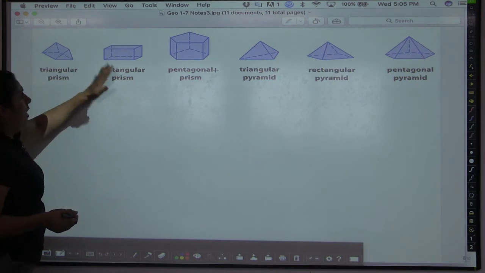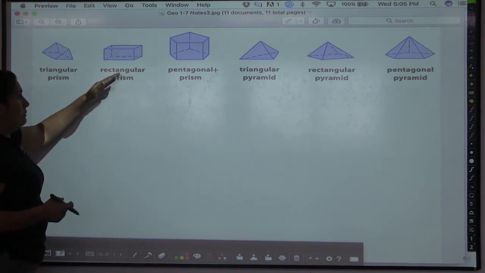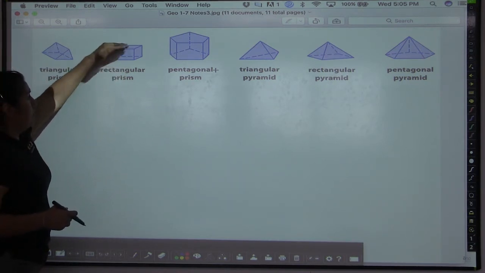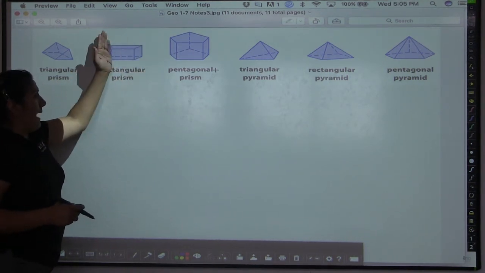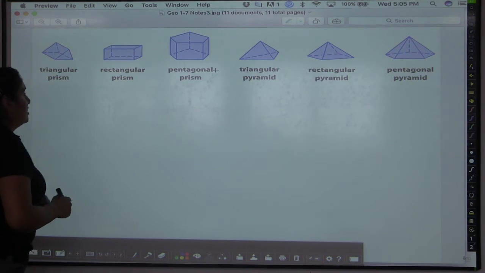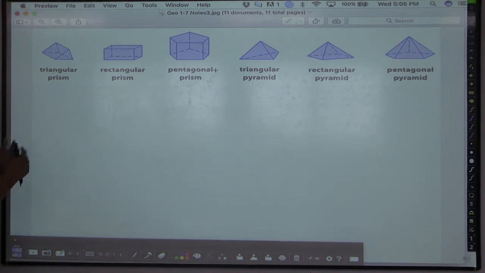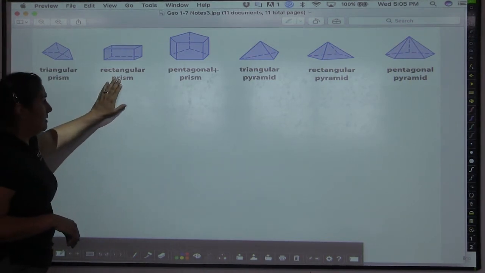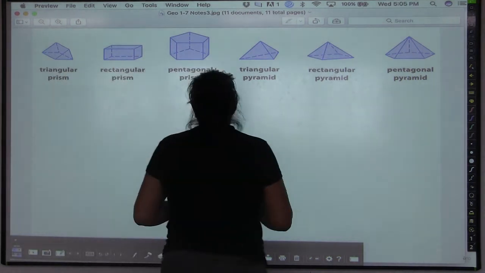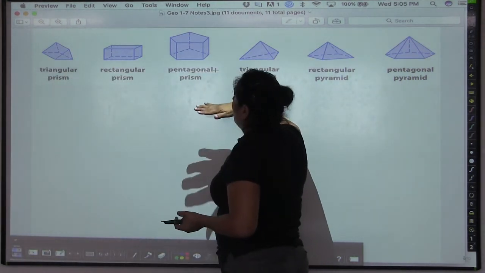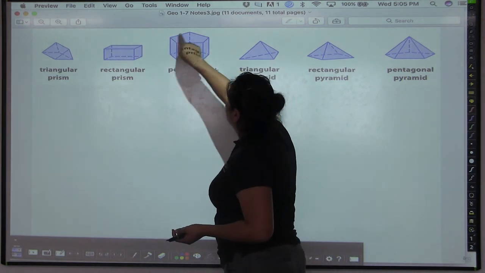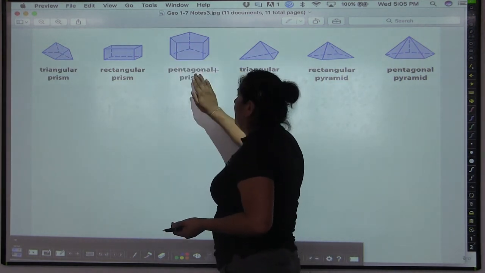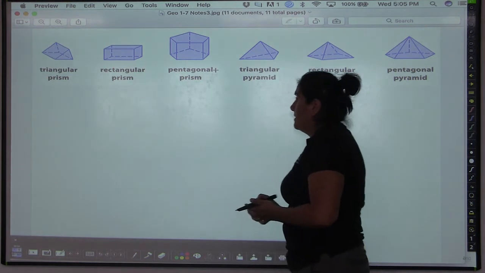Here, all of the faces are rectangles, and the bases are also rectangles, whether you look at it top, bottom, or front, back. The shape of the base is a rectangle, so it's a rectangular prism. And in this case, we have a pentagon. Again, the two parallel bases are the top and the bottom, and you can see 1, 2, 3, 4, 5 sides. That's a pentagon, so it's a pentagonal prism.